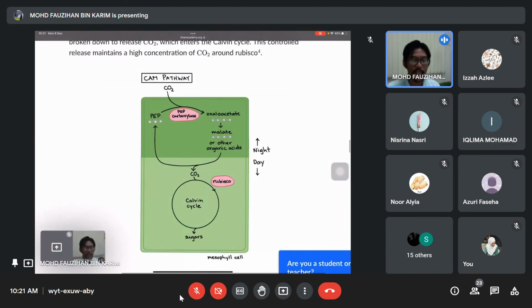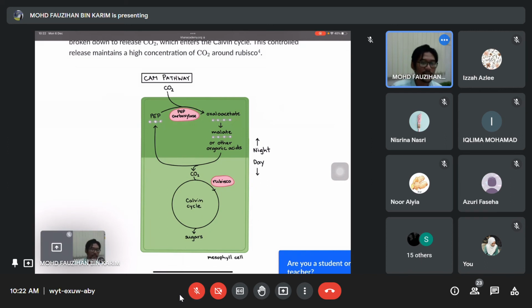Okay, the CAM pathway is like C4 plants. C4 plants do the photosynthesis during the day, and the light reaction also happens during the day.